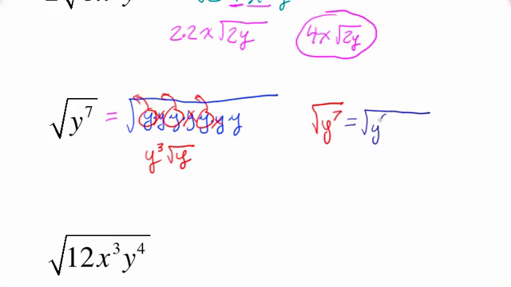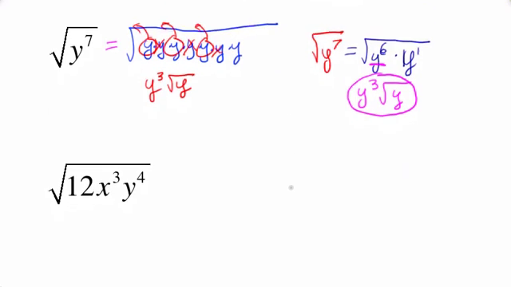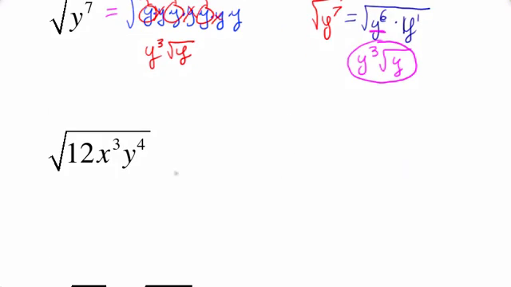Let's actually write y to the 6th times y to the 1st. So if we have y to the 6th times y to the 1st, that actually makes y to the 7th. And y to the 6th is a perfect square. So what is the square root of y to the 6th? The square root of y to the 6th is y cubed. And then in this case, y stays underneath the radical. So again, I'm left with y cubed root y. Final answer.